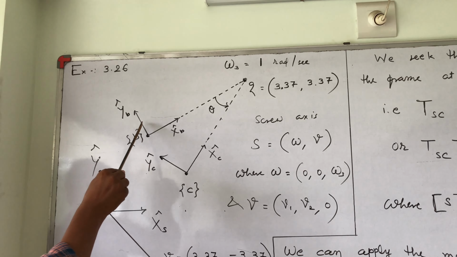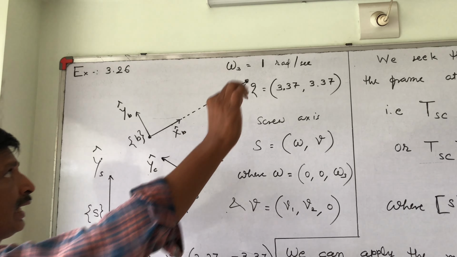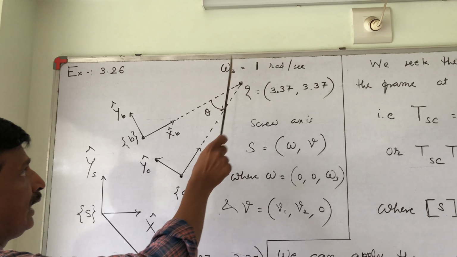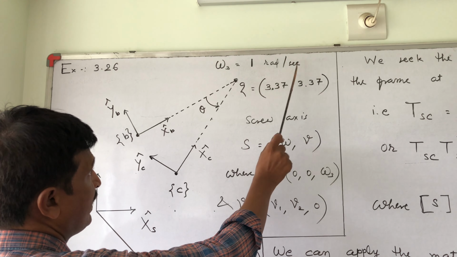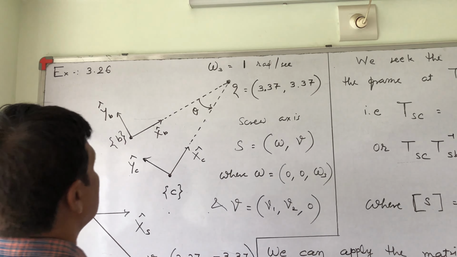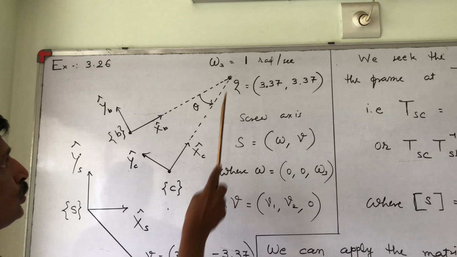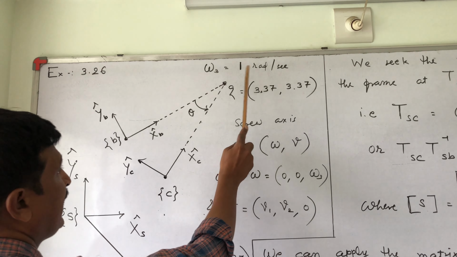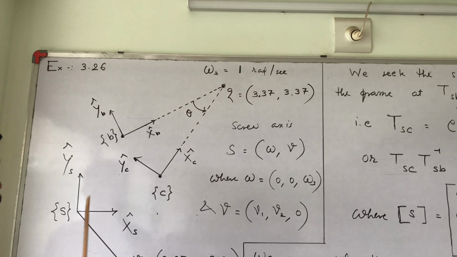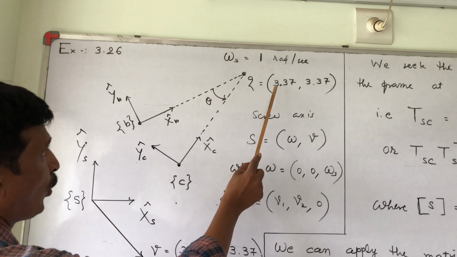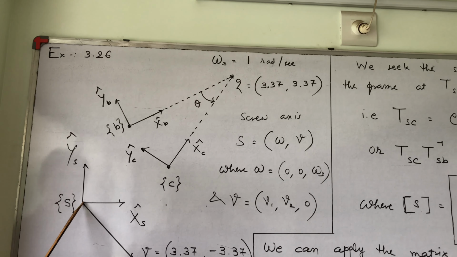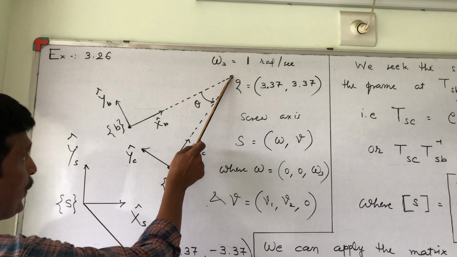This body frame is rotated around this axis, coming out of the plane of the board normally, and the angular velocity is 1 radian per second. The angular velocity is in this direction, so it is in the Z direction. So the Z component is 1 and the X and Y components are 0, 0. According to the S frame, this point has coordinates 3.37, 3.37. This is the position vector of this point.